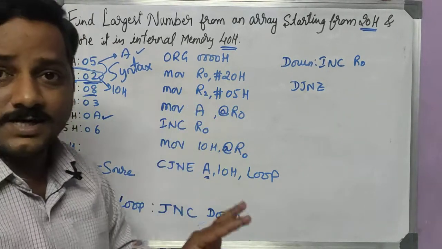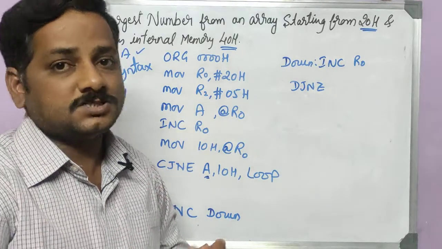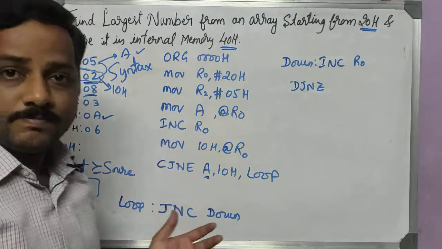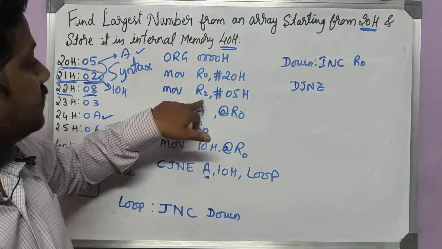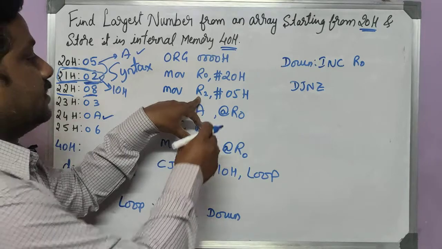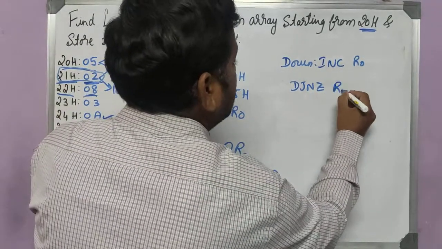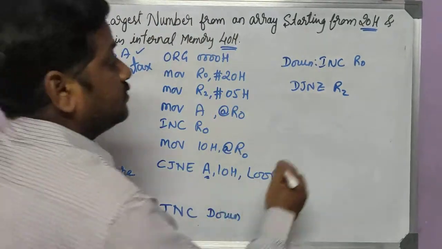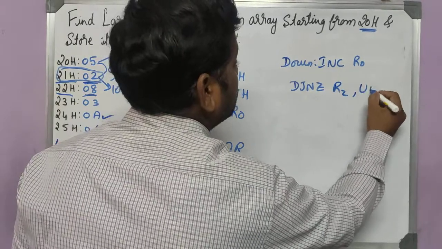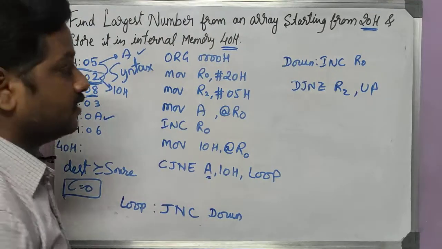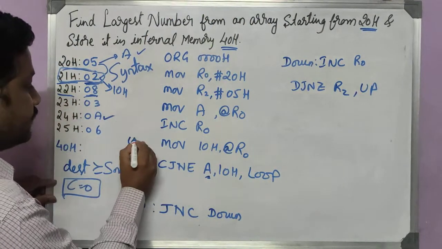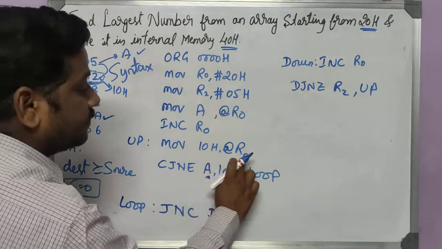One comparison has been done. Have you completed the comparisons? Not yet. Still 4 comparisons have to be done, right? So this number has to be decremented. So DJNZ R2. If it is not 0, jump. So where should I jump? Let me take some label like UP. So that has to be written here for this particular line.